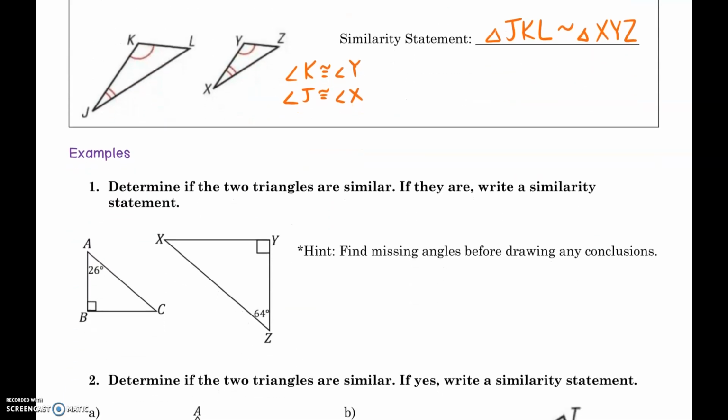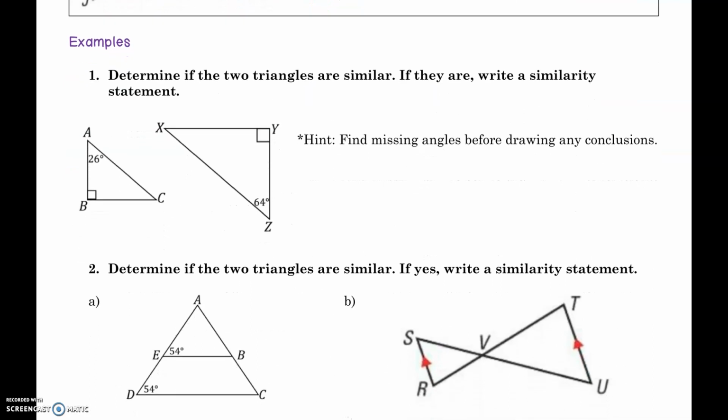If we take a look at the first example, we want to determine if these two triangles are similar. Before we draw any conclusions, we want to make sure that we're finding any missing angles. So in triangle ABC, we want to find the measure of angle C. We know that all three angles in a triangle have to add up to 180. So to find the measure of angle C, we can do 26 plus 90, which is 116, and then we can do 180 minus 116, and we get 64 degrees. So we know that the measure of angle C is 64 degrees.